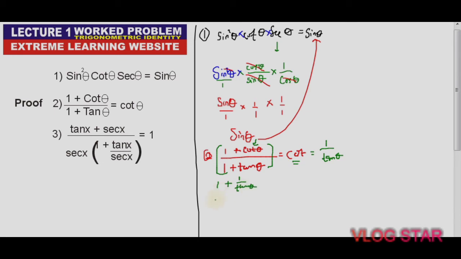So this is now all over 1 plus tan theta. But what is tan theta itself? Tan theta is sine over cos, that is sine theta all over cos theta. Now let's simplify the numerator up here first. The numerator here has the inverse of tan. What is the inverse of tan? Instead of sine over cos, it now becomes cos all over sine. That is the inverse of tan.